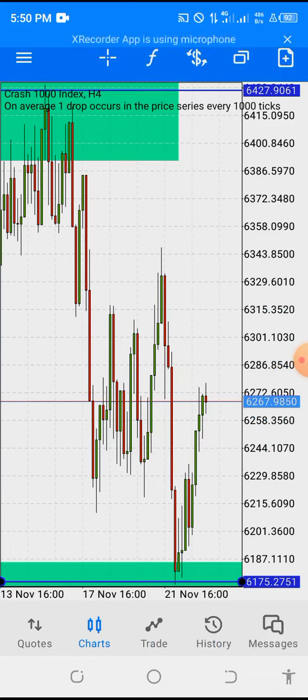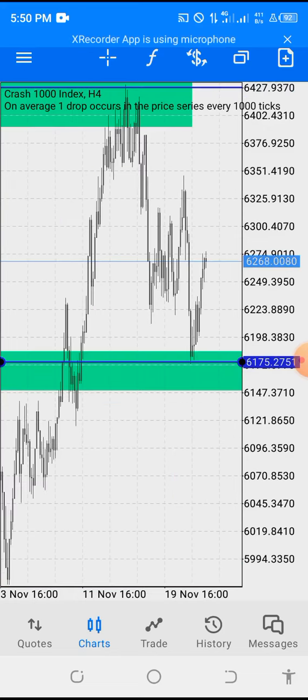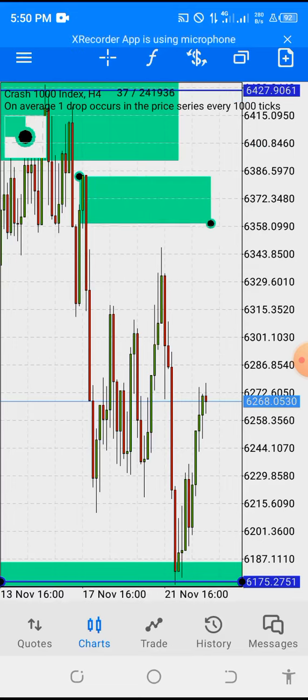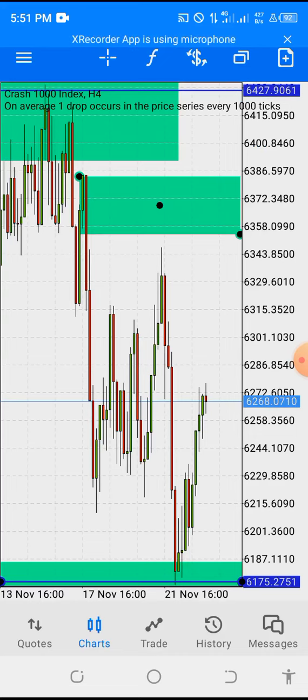Then we check if we have any supply and demand zone. Let's see. Okay, we have a supply zone here. Please go and read about supply and demand zones, or you can watch videos on supply and demand zones. I will be making a video on supply and demand zones as soon as possible.